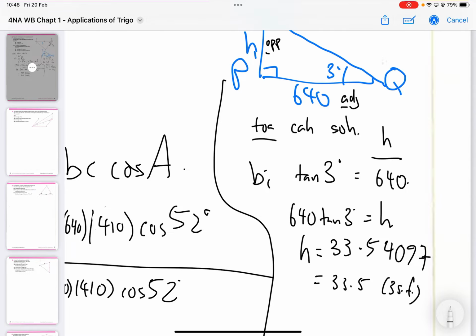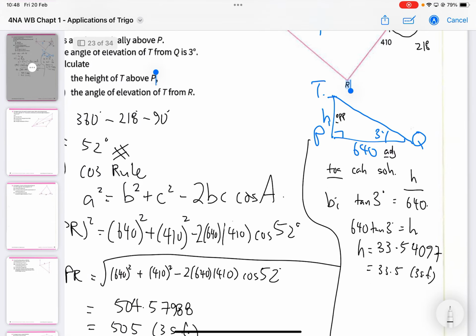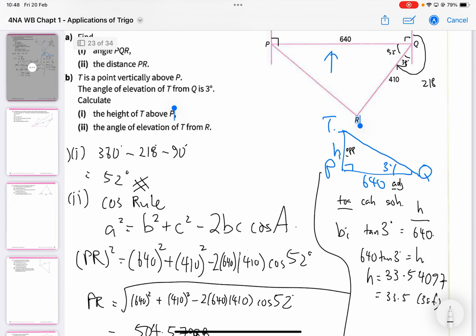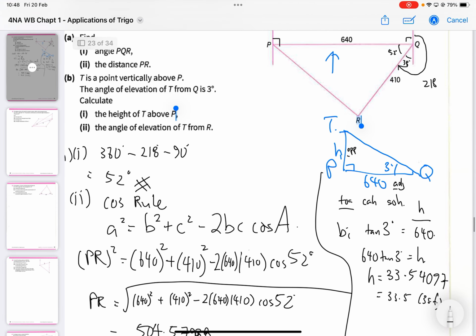Okay, so 33.5 meters. Then angle of elevation of T from R. This one is just now, there is a triangle here and then the T sticking out. So the T is sticking out still, but now we want to find this T stick out and then find the angle of elevation of the sticking point from the R.